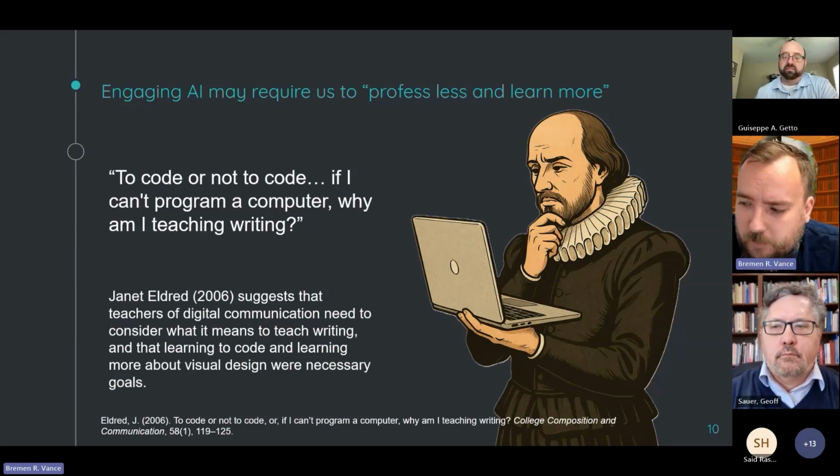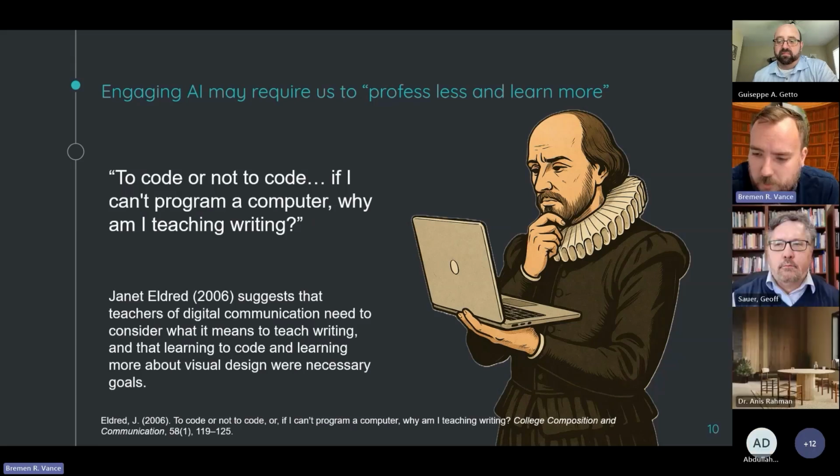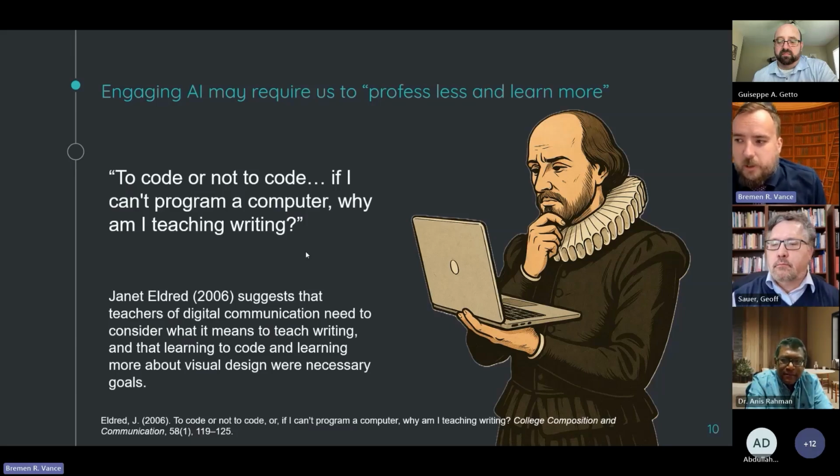This reminds me again of another interesting moment in our scholarship, where Jenna Eldred, this is the title of her book review. She reviewed 3 books that came out around the same time. And the title was "To Code or Not to Code. If I can't program a computer, why am I teaching writing?" And this really stuck with me. If I can't program a computer, why am I teaching writing?